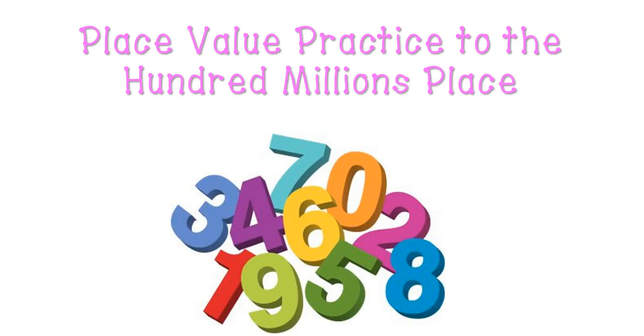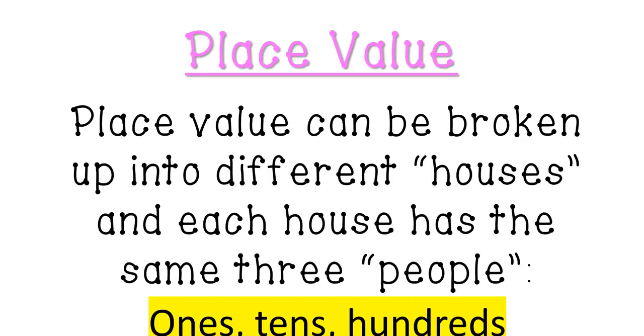Hey everyone, today we're going to practice place value up to the 100 millions place. When I look at my place value chart, I like to think of it as being broken down into different houses. And each house has the three same people in it. And those people would be the ones, the tens, and the hundreds. And that would be their first names, ones, tens, and hundreds.